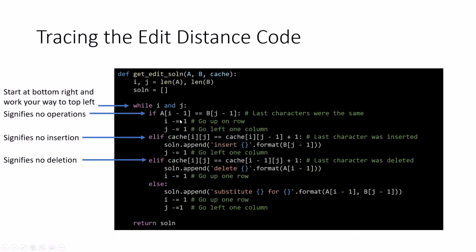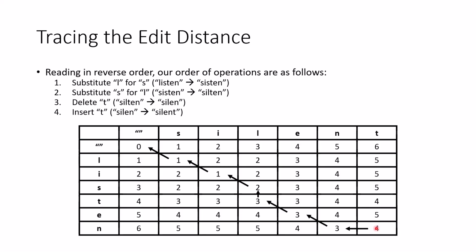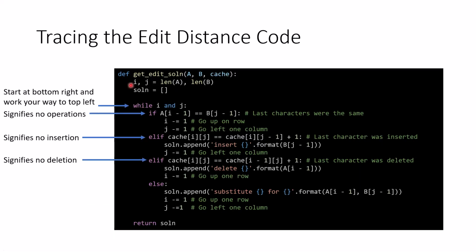So the code for actually getting the solution is really just going to make use of the cache that we just built. What we're going to do is start off at the bottom right of the cache. That's why I'm going to initialize i and j to be len of A, len of B, and I'm going to keep on decreasing i and j to work my way up and to the left of the table until we reach the top left of the table.